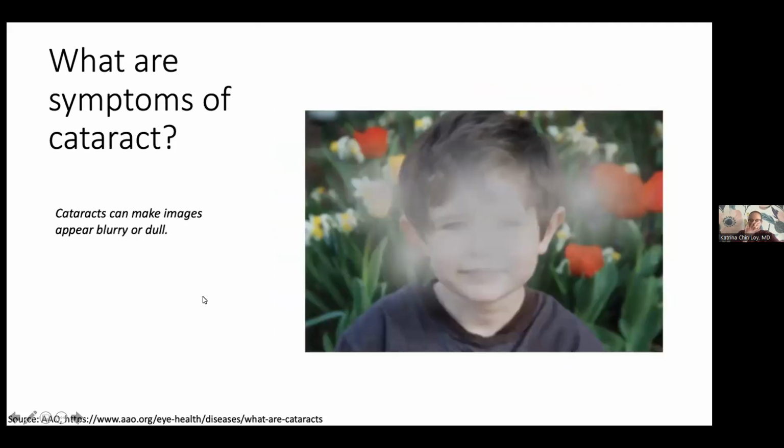Another symptom is just images appearing blurry. So as the cataract grows, those proteins become more and more dense, and the light that passes through the cataract is less and less. So as less of that light passes through, less of the image of what your eye perceives is getting to the retina and eventually to the brain. So things just look blurry, or certain spots can even be sort of missing in terms of what you're seeing.